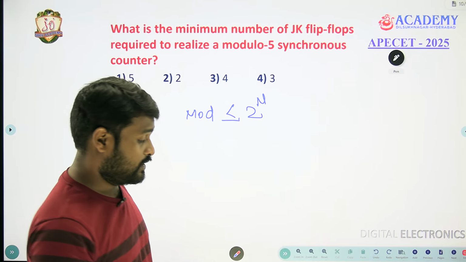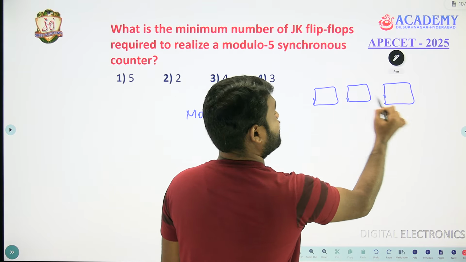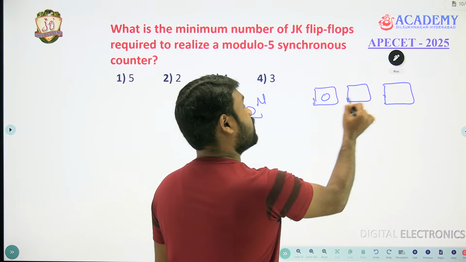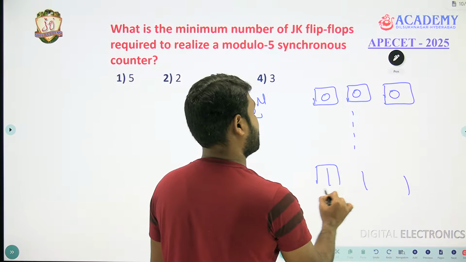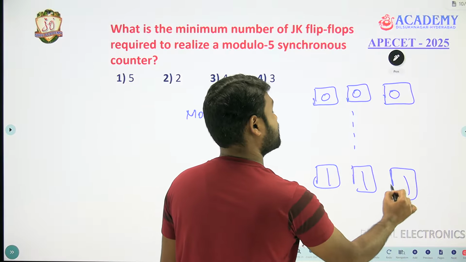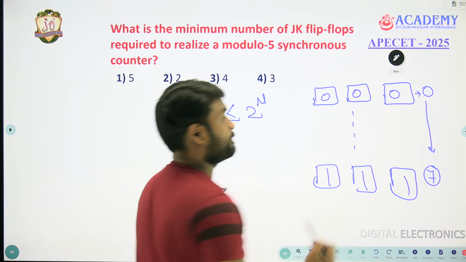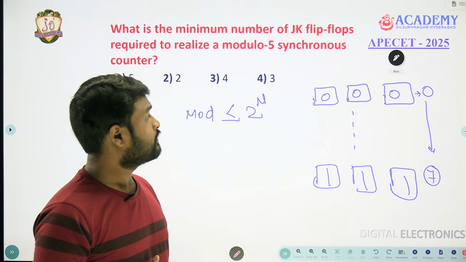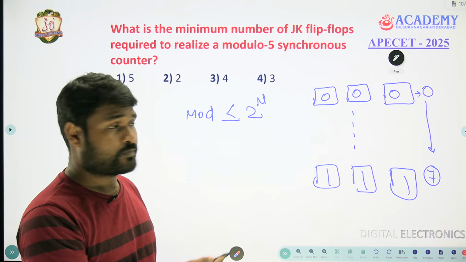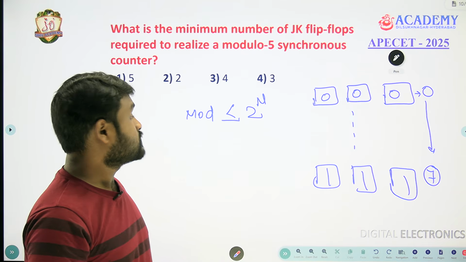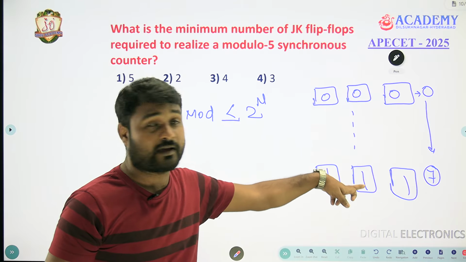Example, if I take 3 flip-flops with me, I can start my counting with 0, 0, 0 and I can end up with a maximum of 1, 1, 1. This is nothing but counting from 0 all the way up to 7. This is the maximum count that you can make. 8, 9, 10 is not possible. The maximum count you can reach is 7. So the maximum count is always 2 to the power n. Here I got 8 possible values.